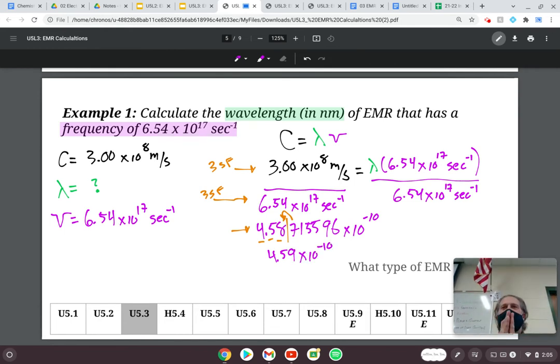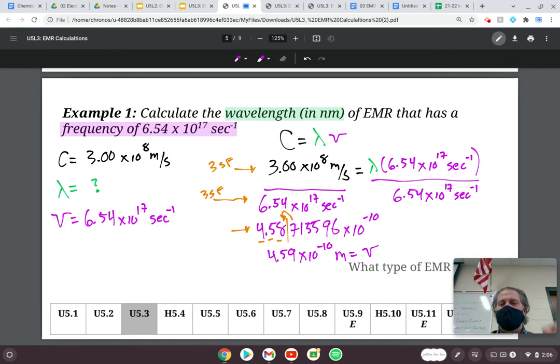Now, what unit will I have? Will it be meters per second? Will it be meters? Will it be nanometers? Nanometers, because it's wavelength. It's actually going to be meters. My bad. It's just meters, because the per seconds would cancel out.